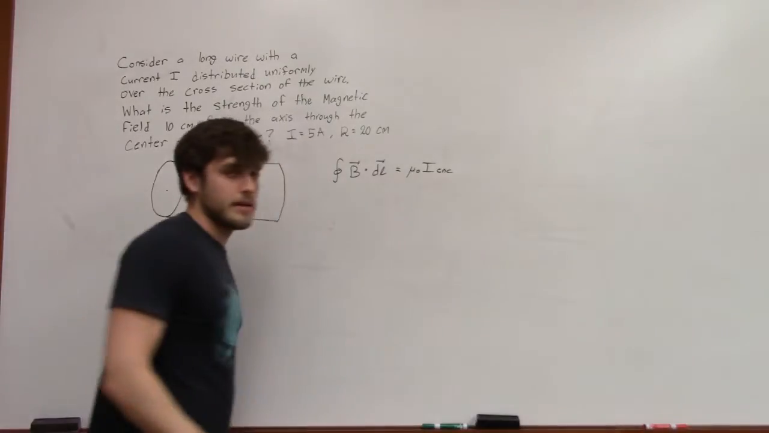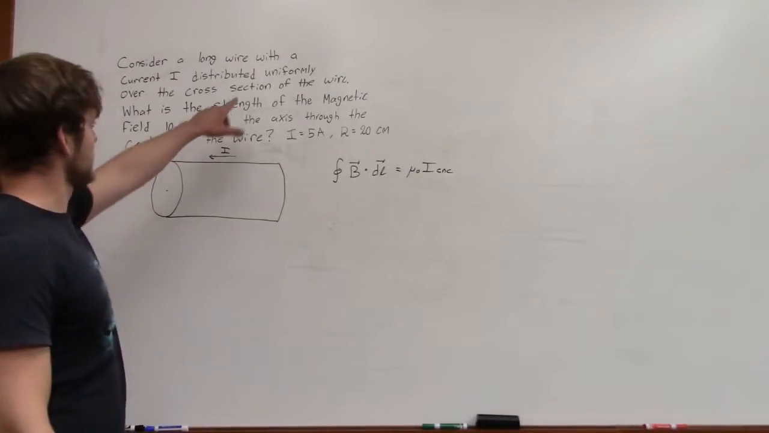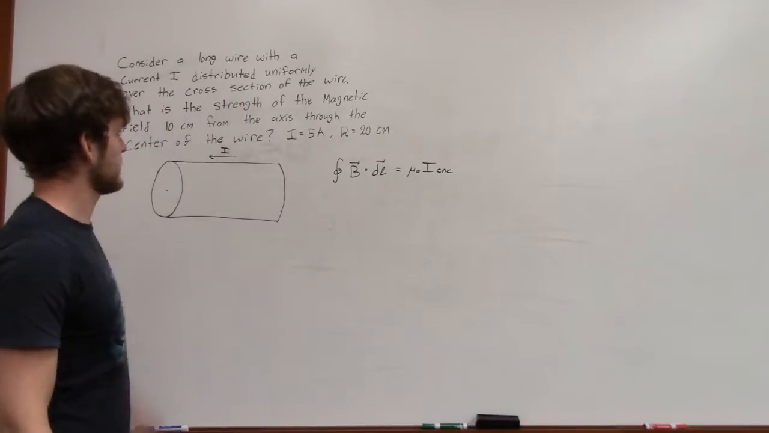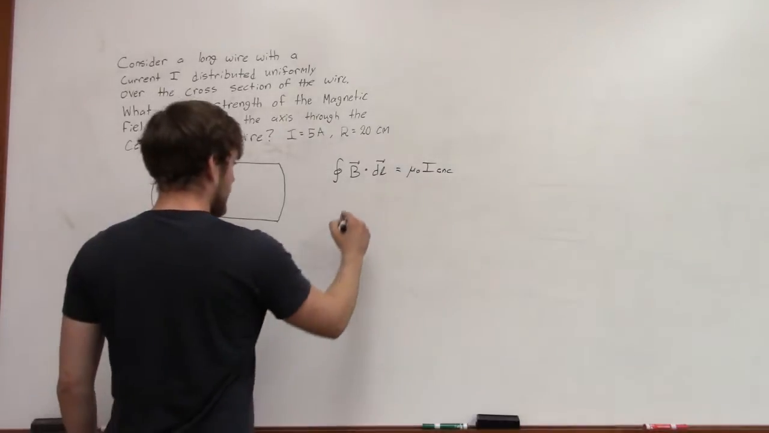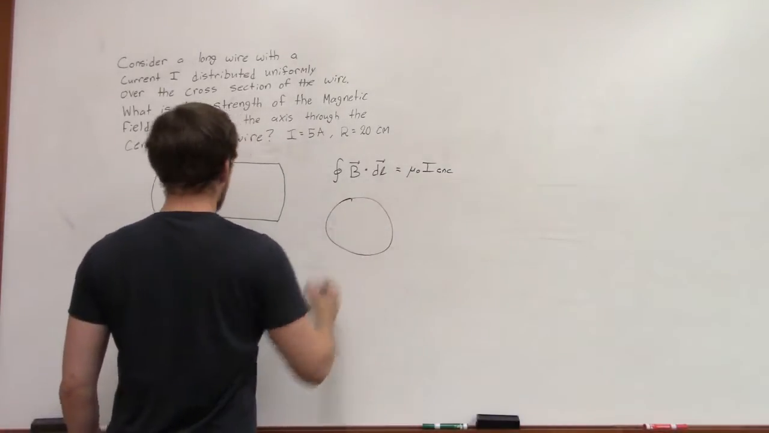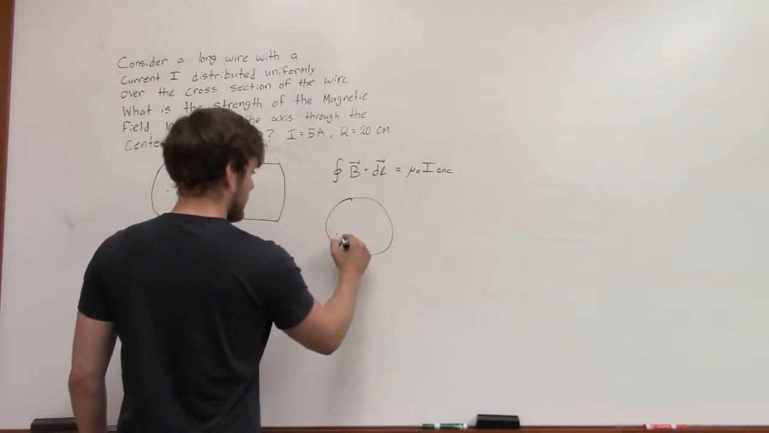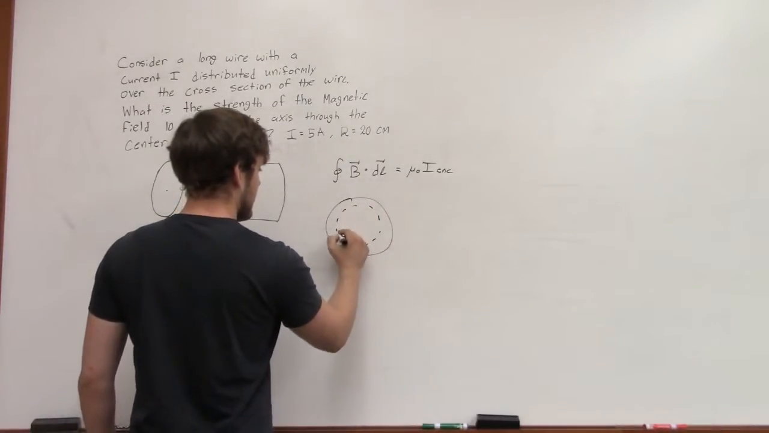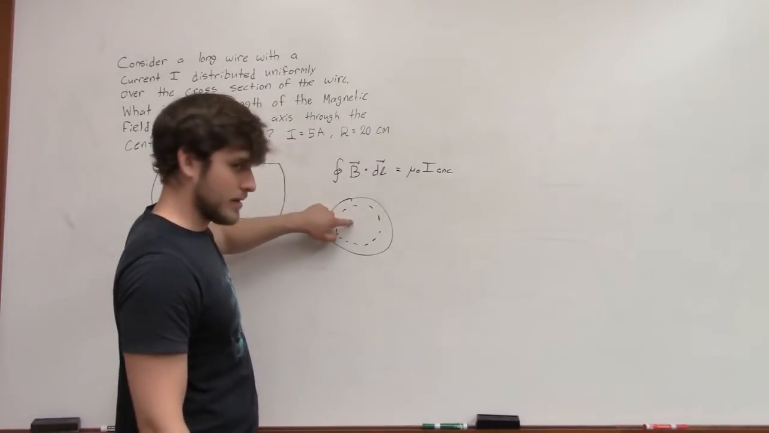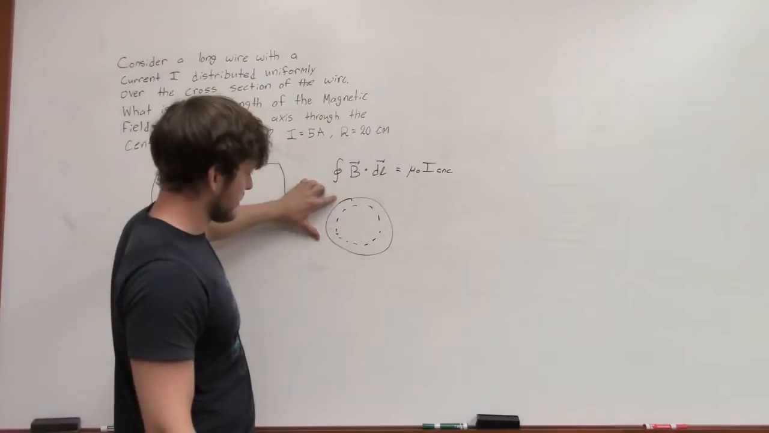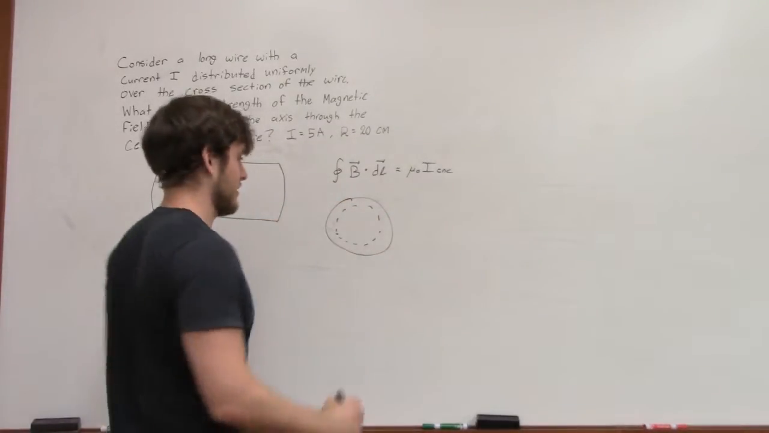But now what's I enclosed? Well, they told us that the current is distributed uniformly over the cross-section of the wire. So if we draw an Amperian loop, now we're looking at the wire head-on, a cross-section of the wire. Let's say we draw a little Amperian loop inside the wire. The ratio of the area of this Amperian loop to the area of the entire wire times the total current is going to give us our current enclosed.